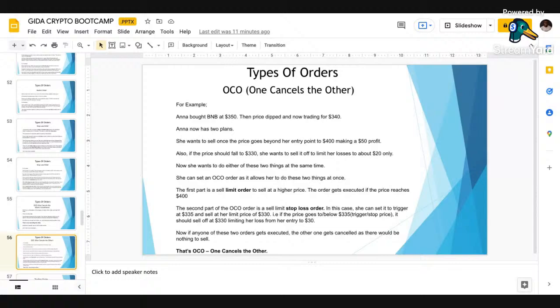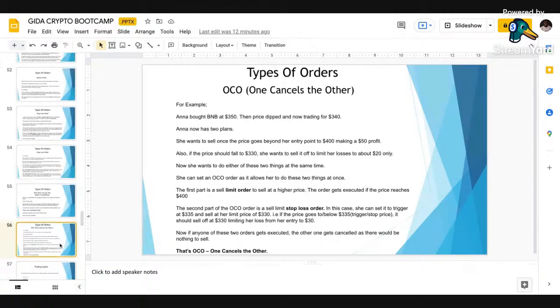If it happens that the first condition that is met is the second one, which is the stop loss order, that's the stop limit, it now sells for her at a loss at $330. That condition has been met and there is nothing again to sell. So that is why it's OCO. This is the best type of order that the crypto market has provided, but many people don't use it because they don't understand it, and it's very, very easy to use. It allows you to set your take profit and your stop loss at the same time. So whichever gets executed first cancels the other order. That's the meaning of OCO.